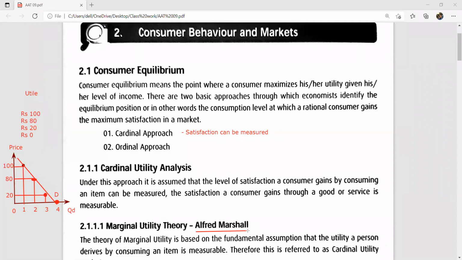Right, first of all, consumer equilibrium means the point where a consumer maximizes his or her utility given his or her level of income. There are two basic approaches through which economists identify the equilibrium position, or in other words, the consumption level at which a rational consumer gains the maximum satisfaction in a market: the cardinal approach and the ordinal approach. We firstly consider cardinal utility analysis. Under this approach, it is assumed that the level of satisfaction a consumer gains by consuming an item can be measured. The satisfaction a consumer gains through a good or service is measurable.